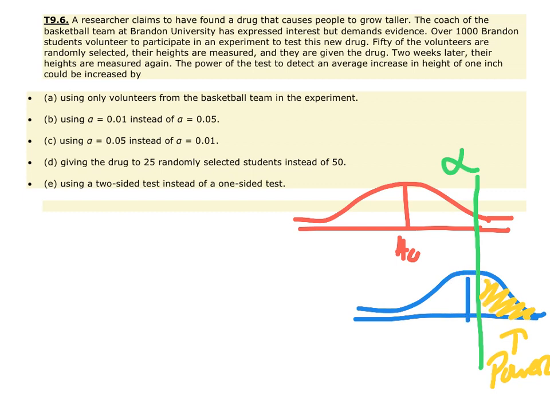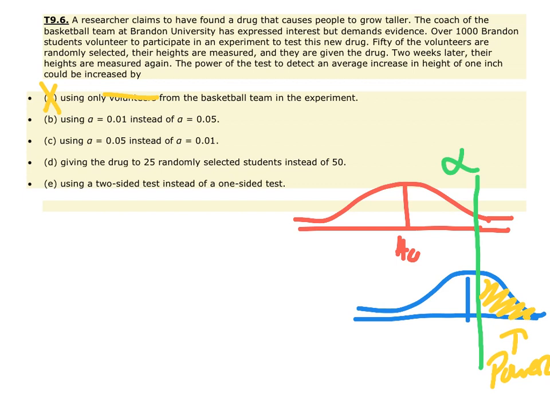So would it help using only volunteers from the basketball team in the experiment? Clearly, letter A is not a good option. Volunteers is not going to be random and is not going to be a good study at all. It breaks the rules from Chapter 4.